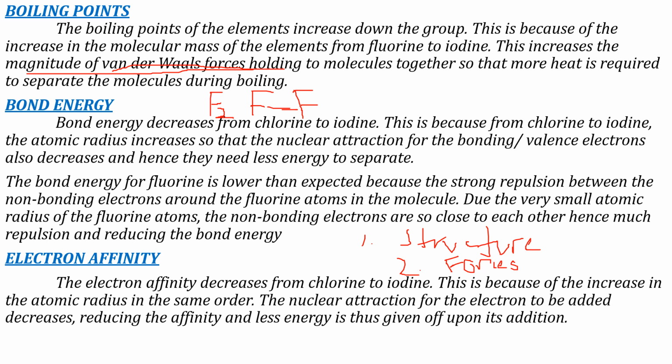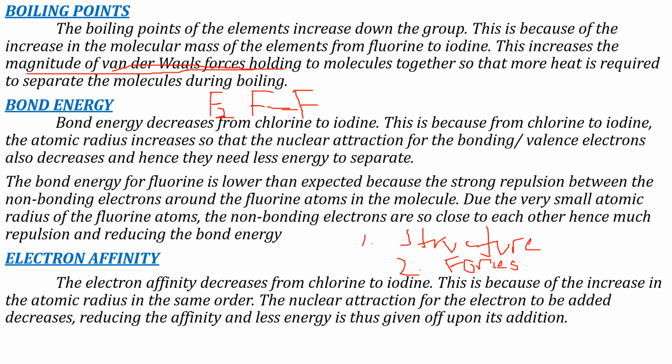So we are looking at the factors that are going to affect the strength of this bond. And what you need to know about bond length is that the shorter the bond length, the stronger it is, and the longer the bond length, the weaker it is. So we expect fluorine to have an abnormally low value of bond energy.